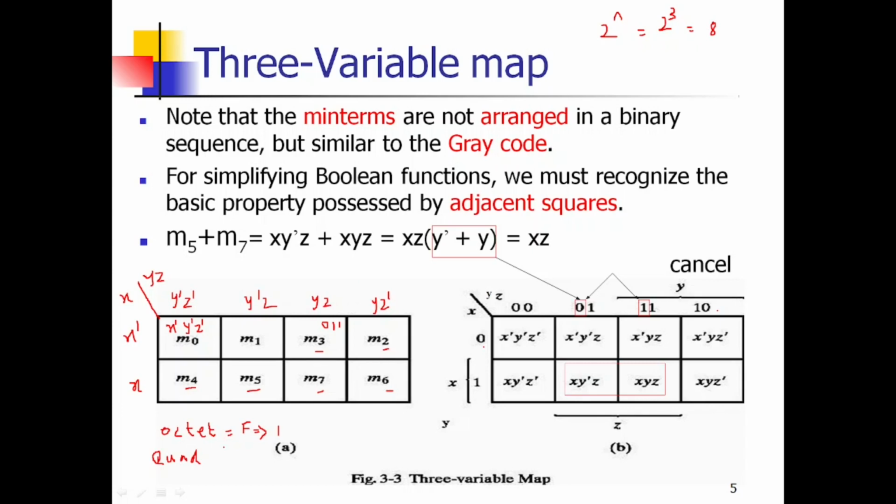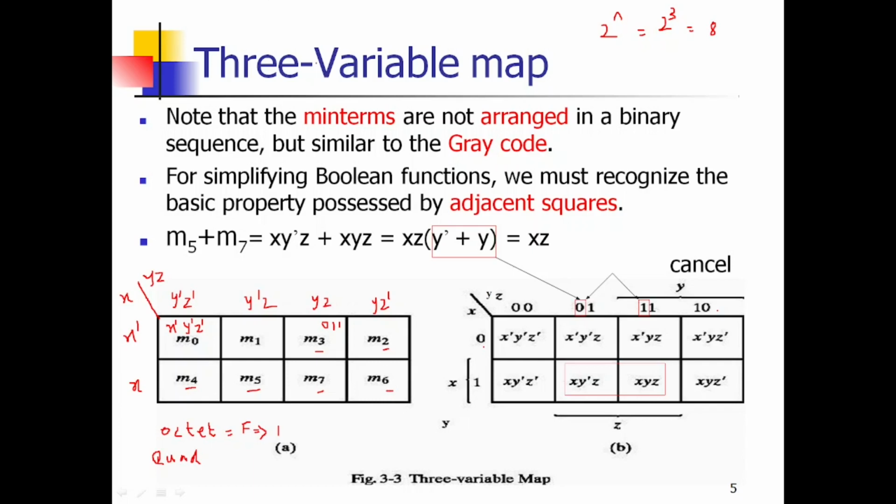Then quad is 4 adjacent cells. After that we have to check with the pair possibility. If we don't have quad possibility, then we have to check with the pair possibility. What are the pairs? 2 adjacent cells are the pairs. So here m0 and m1 are pair, m1 and m3 are pair, m3 and m2 are pair, m0 and m2 are pair, m0 m4 are pair, m1 m5 are pair, m3 m7 are pair, m2 m6 are pair.